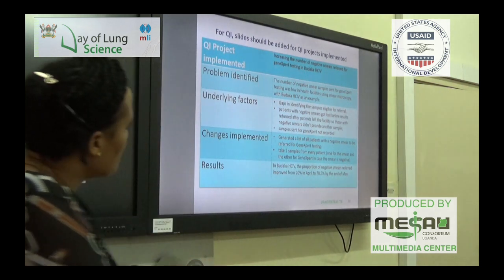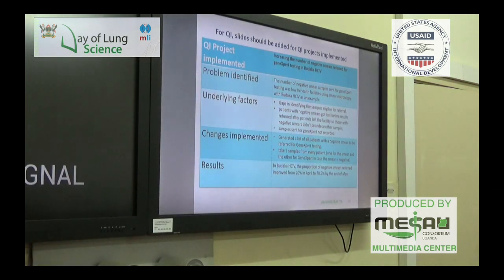And the project that they implemented was increasing the number of negative smears referred for gene expert. This was a site that previously did not have a gene expert. They were using microscopy for diagnosis. So the problem that they identified was that the number of smear samples sent for gene expert testing was low.